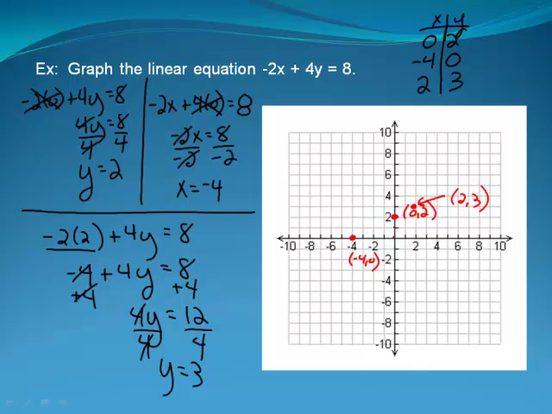All three of those points should lie in a straight line, and if I had a straight edge, this would be much easier. But do the best we can here. Looks good. We've got negative 2x plus 4y equals 8, line labeled.